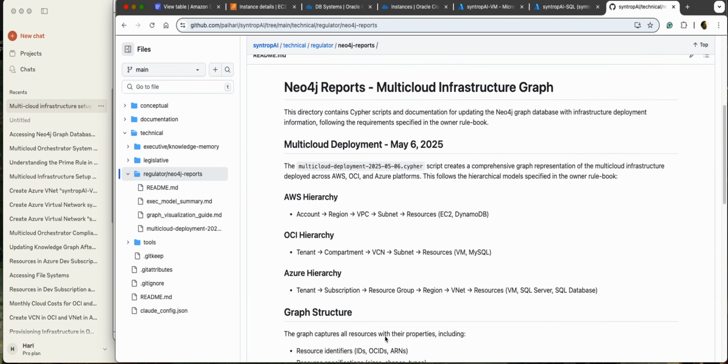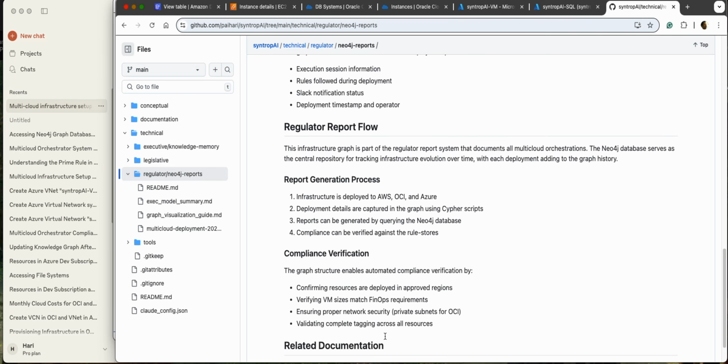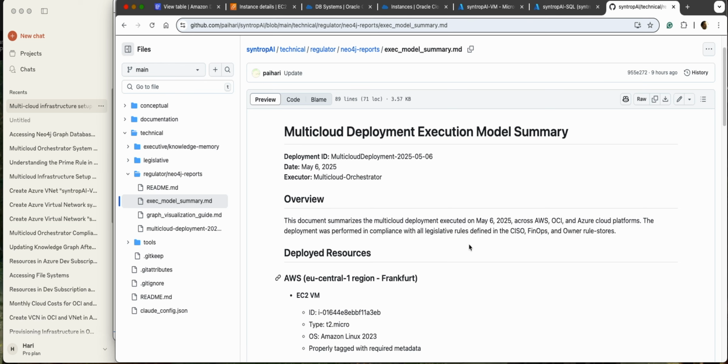This is SyntropAI in regulation mode, where every deployment becomes a graph, and every decision is captured as part of a bigger, smarter system.